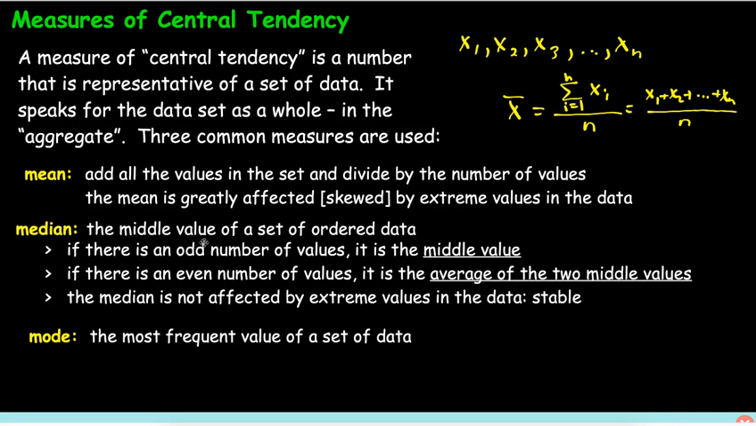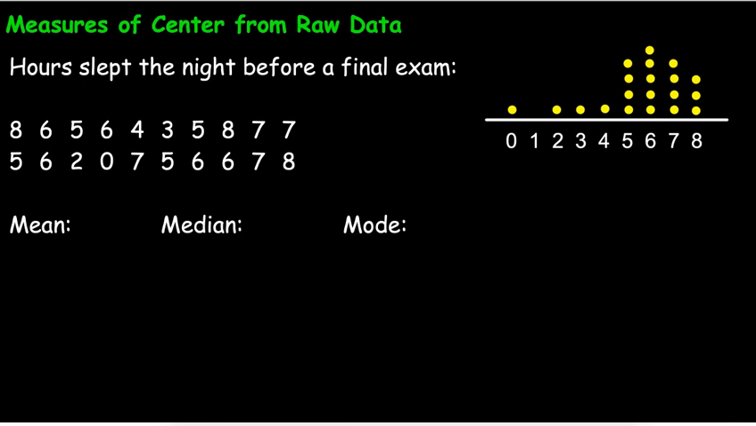Median is just your middle value of a set of ordered data. Put your data in order from low to high and just find the middle value. If there's an odd number of values, it's actually going to be your middle value. And if there's an even number, you take your middle two values and find the mean or the average of them. And median is not affected as drastically as mean is by extremely large or small values. And then mode is just your most frequent value. So there's no formula or method. You just find the one that occurs most, and that is your mode.